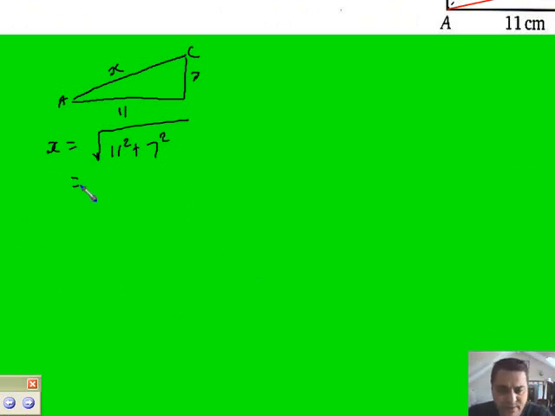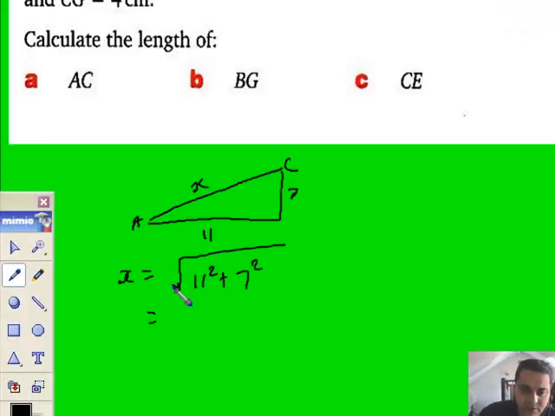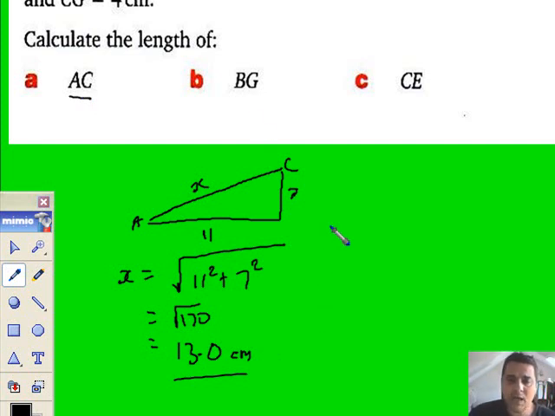Now I'm going to try and do this in 1 or 2 steps. So I've got 11 squared plus 7 squared. Obviously I know how to do this. Comes to 170. So let's just go root 170, and that gives me 13.03. I just want to go to 1 decimal place, so 13.0 would do fine, and that's in centimetres. And that's AC done. Alright?